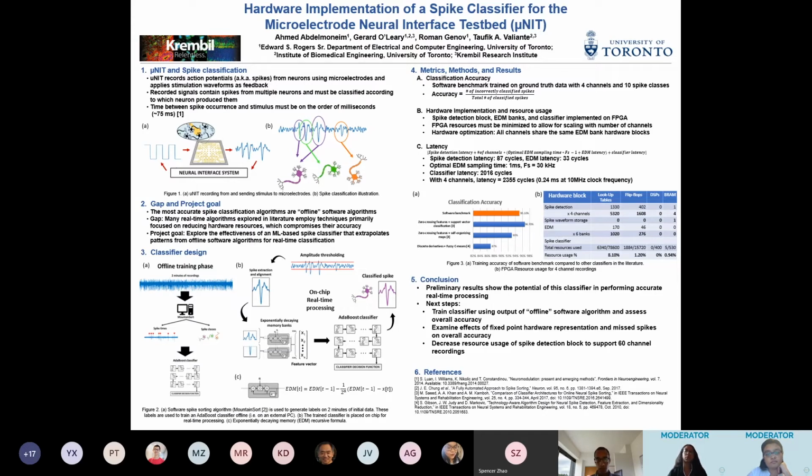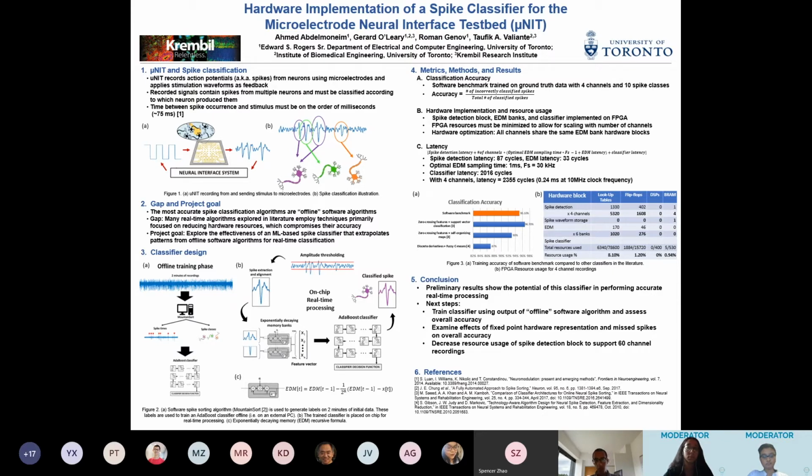Now, there are a lot of accurate spike classification algorithms out there, but the main problem with them is that they're mostly offline, meaning that you would have to finish your entire recording and then send that data over to an external PC where you would do the classification there. And this obviously doesn't meet the latency constraint that we have. Furthermore, many of the real-time solutions explored in the literature typically focus on reducing hardware resources, which more often than not compromises their accuracy. And therefore, the goal with this project was to see how effective it would be to have a machine learning-based spike classifier extrapolate patterns from these really accurate offline software algorithms, and apply them in real time for real-time classification.